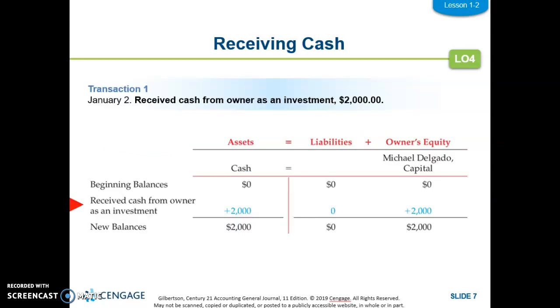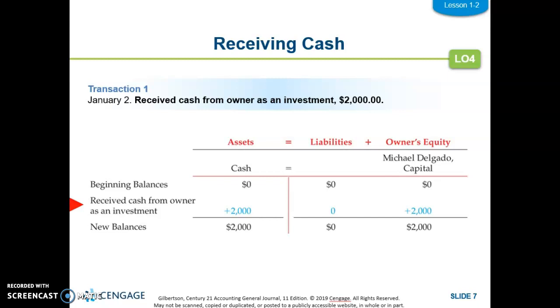So there are a few different transactions we will have in this lesson. The first one here is if we were to receive cash from an owner as an investment for $2,000. Now, in this transaction here, our first transaction that you would normally have to start a business would be something like what we have here. Transaction 1. On January 2nd, received cash from owner as an investment for $2,000.